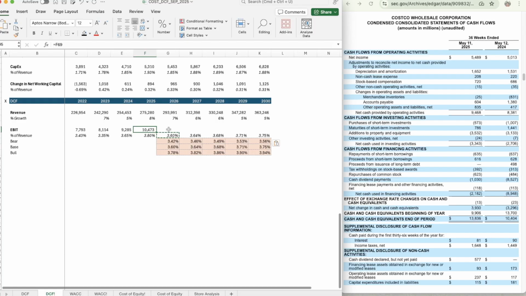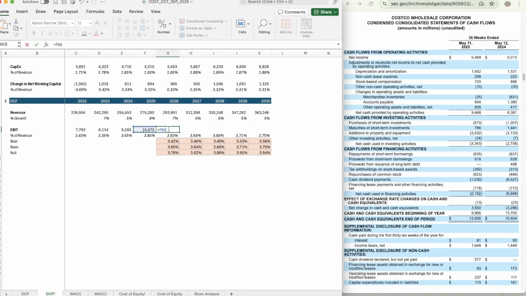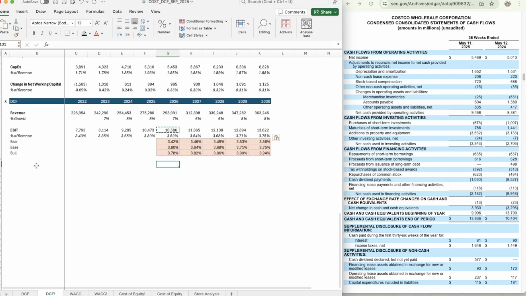And now you do the revenue multiplied by the EBIT margin, and the percentage of revenue of the EBIT is basically the EBIT margin. And there we go. So we've forecast our EBIT out, and it will change as we play with the switches.